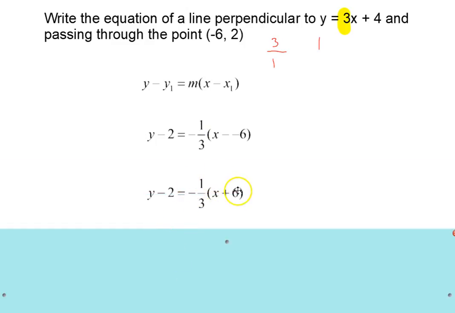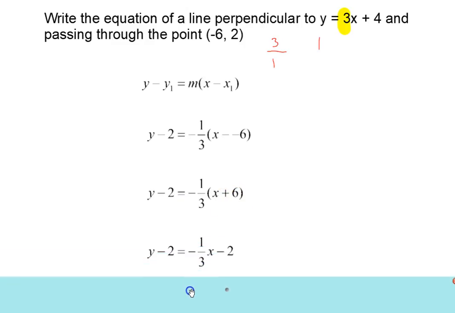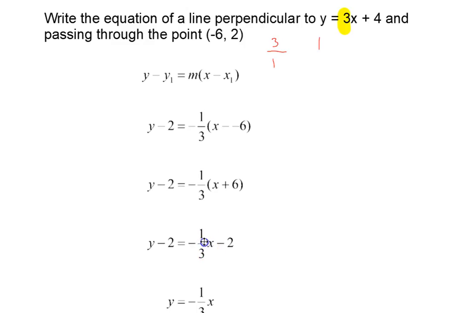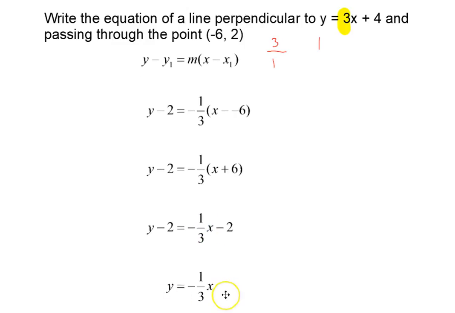And then we're going to distribute our -1/3 to both of those. -1/3 times x is -1/3 x. -1/3 times 6 is -2. And then we want to clean that up by adding 2 to both sides and getting y all by itself. And when we do that, we get y equals -1/3 x. And this line is going to be perpendicular to this line, and it goes through this point.